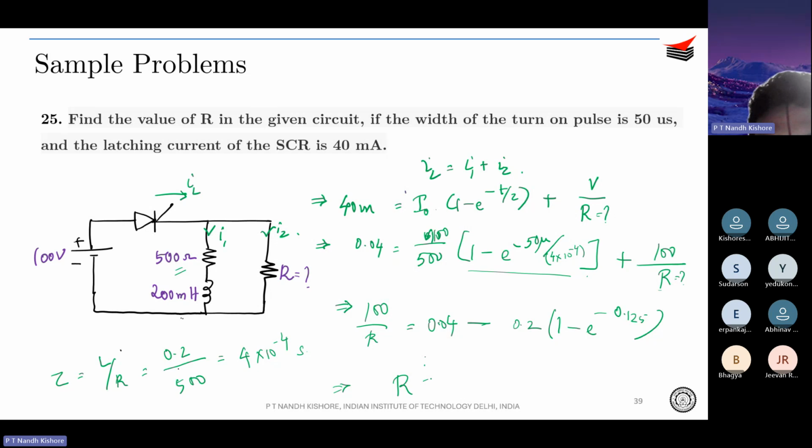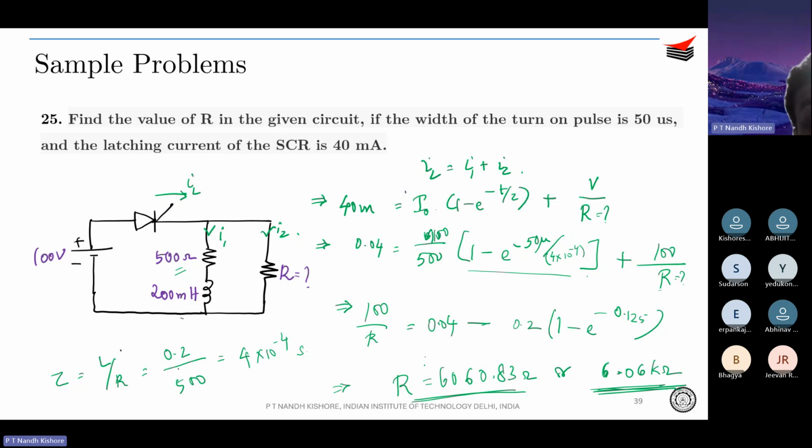So you will be ending up with R equal to 6060.83 ohms, or 6.06 kilo ohms. Okay. These are very simple questions, right? All the values are given.